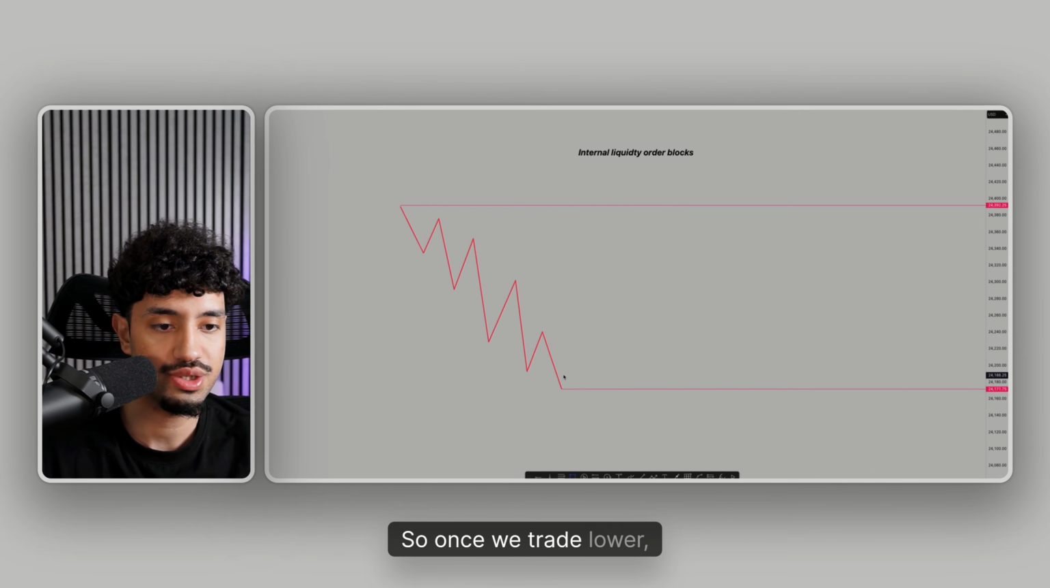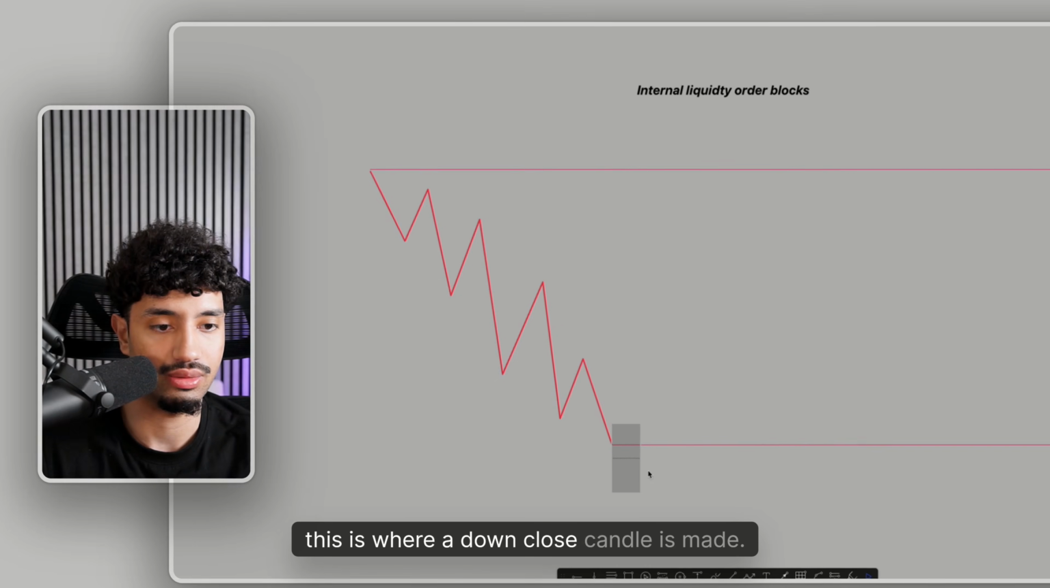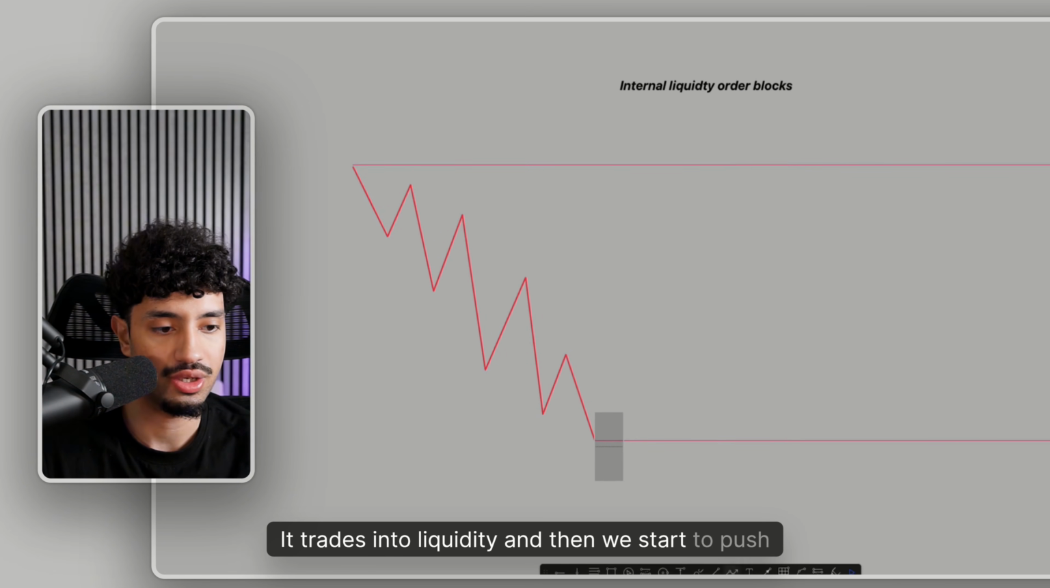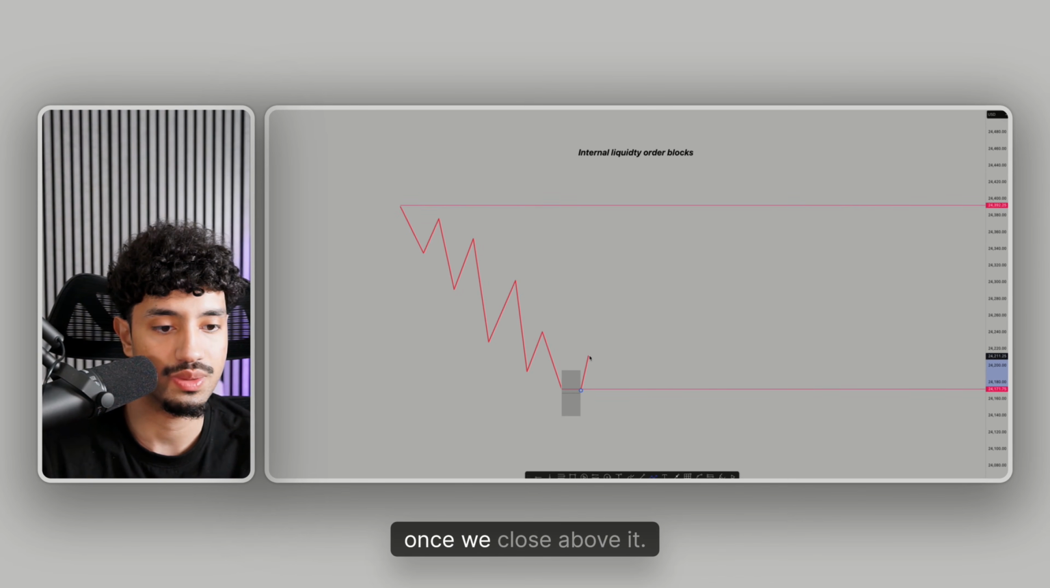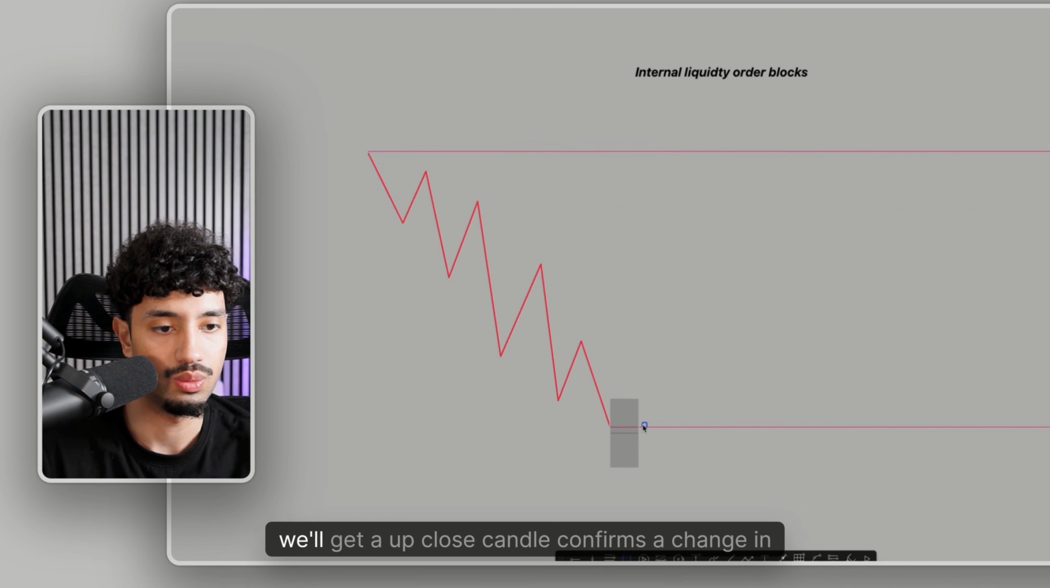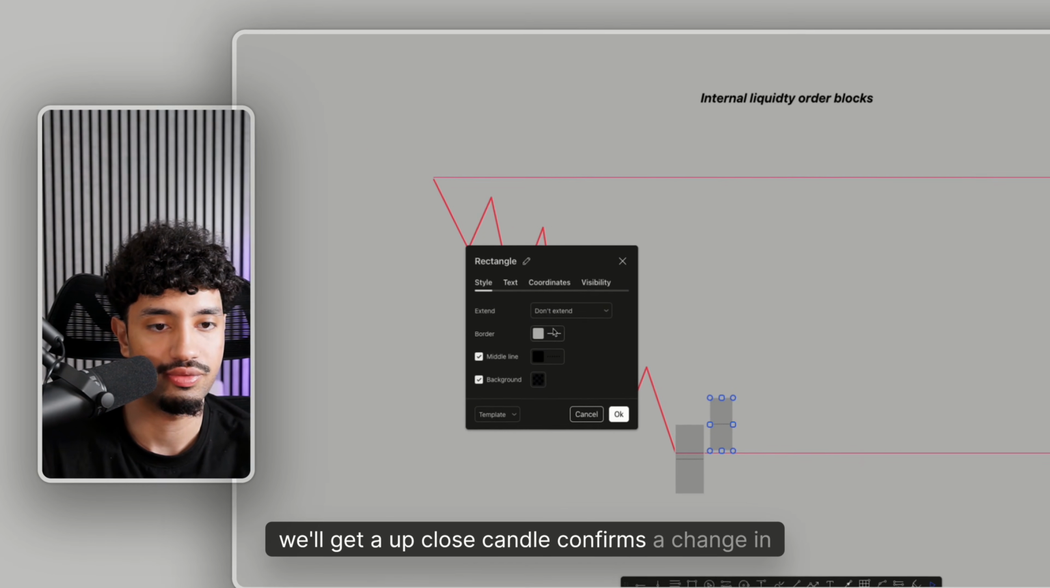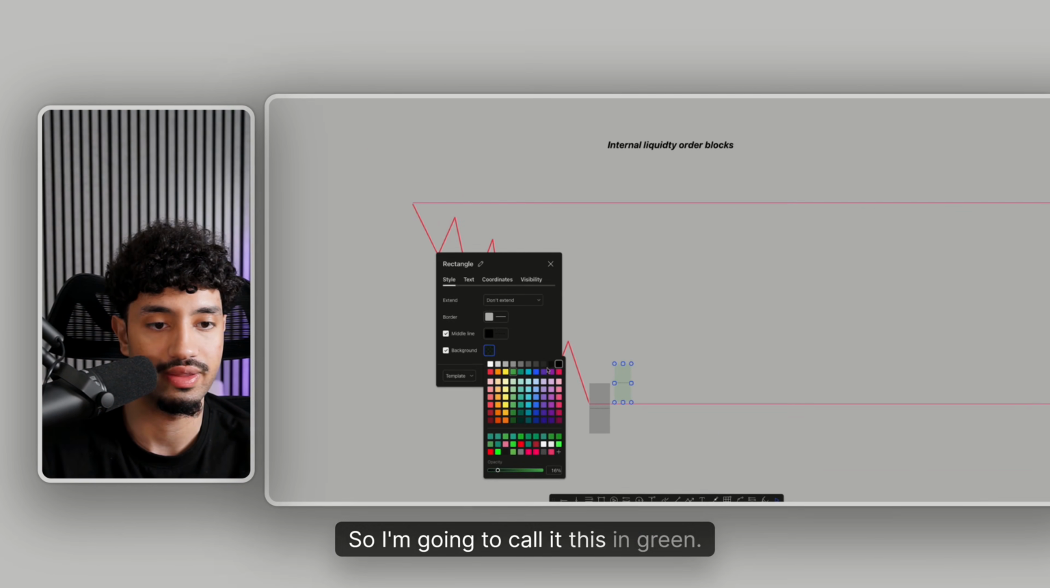So once we trade lower, this is where a down close candle is made. It trades into liquidity, and then we start to push away. So this is where it confirms a change in delivery once we close above it. This is where we'll get an up close candle, which confirms a change in delivery. So I'm going to color this in green.